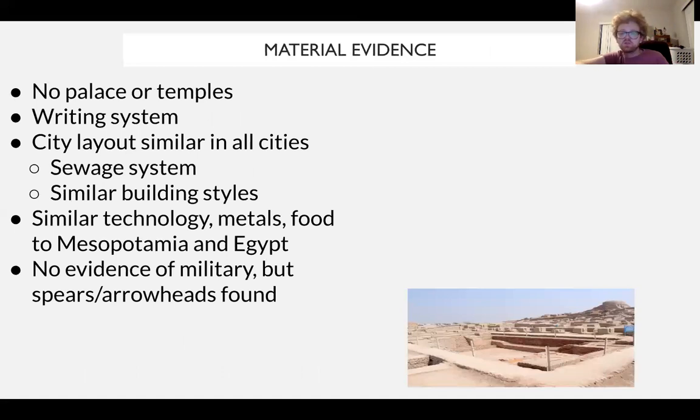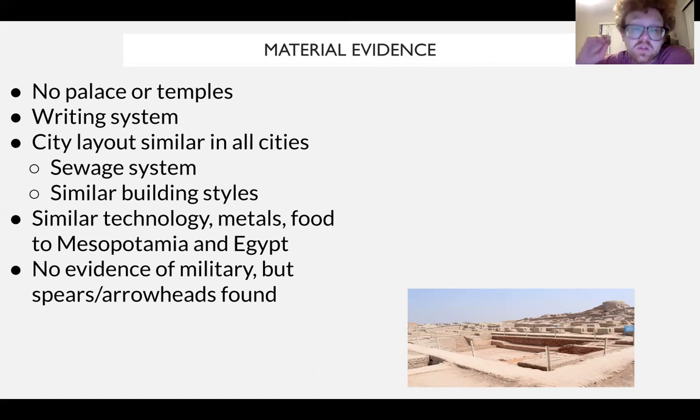So these are the material things we know for sure. We know that there aren't any temples. There's no evidence, I should say, of temples or palaces. We know that there was a writing system, no idea what it says, but we know it exists.